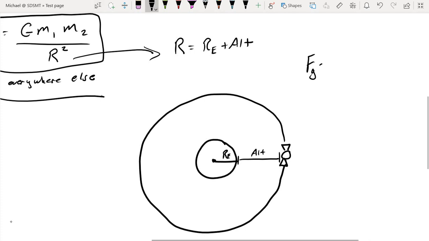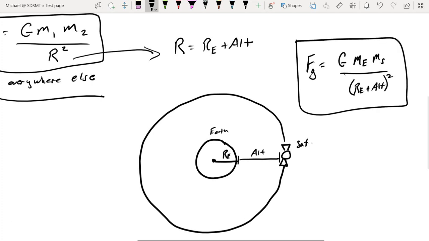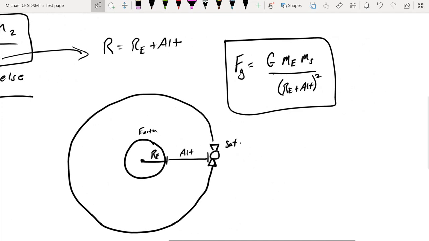So our gravity force between the Earth and the satellite would be big G, mass of the Earth, mass of the satellite, divided by the distance between their centers squared. Okay, well that's the force of gravity acting between these two objects. How does that cause circular motion?